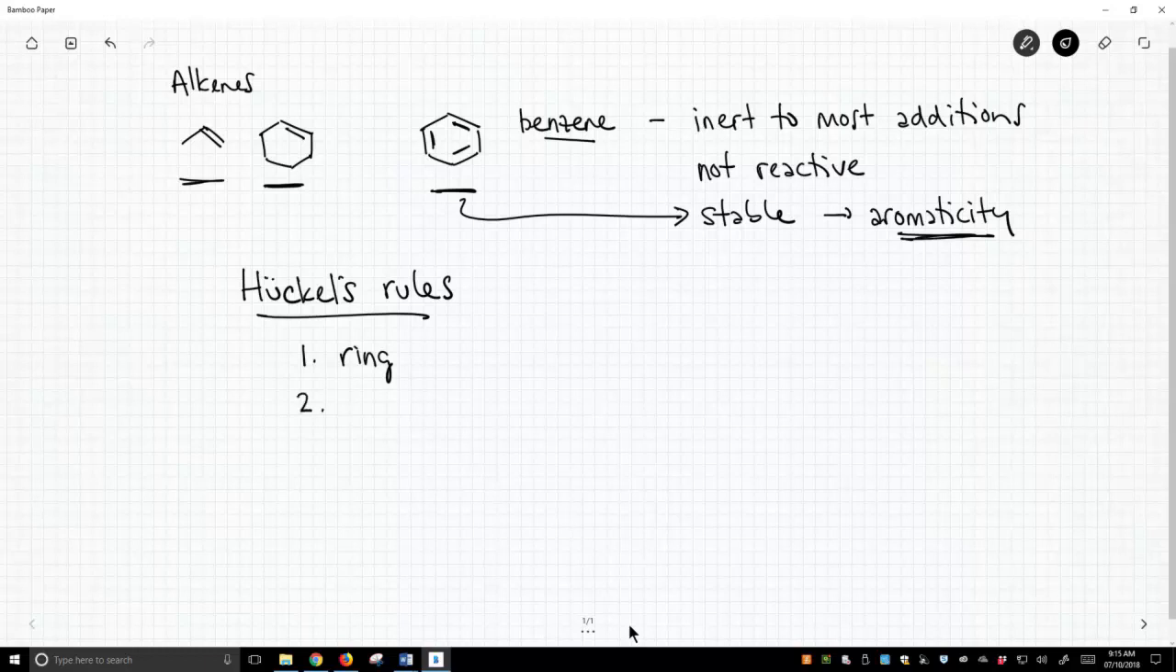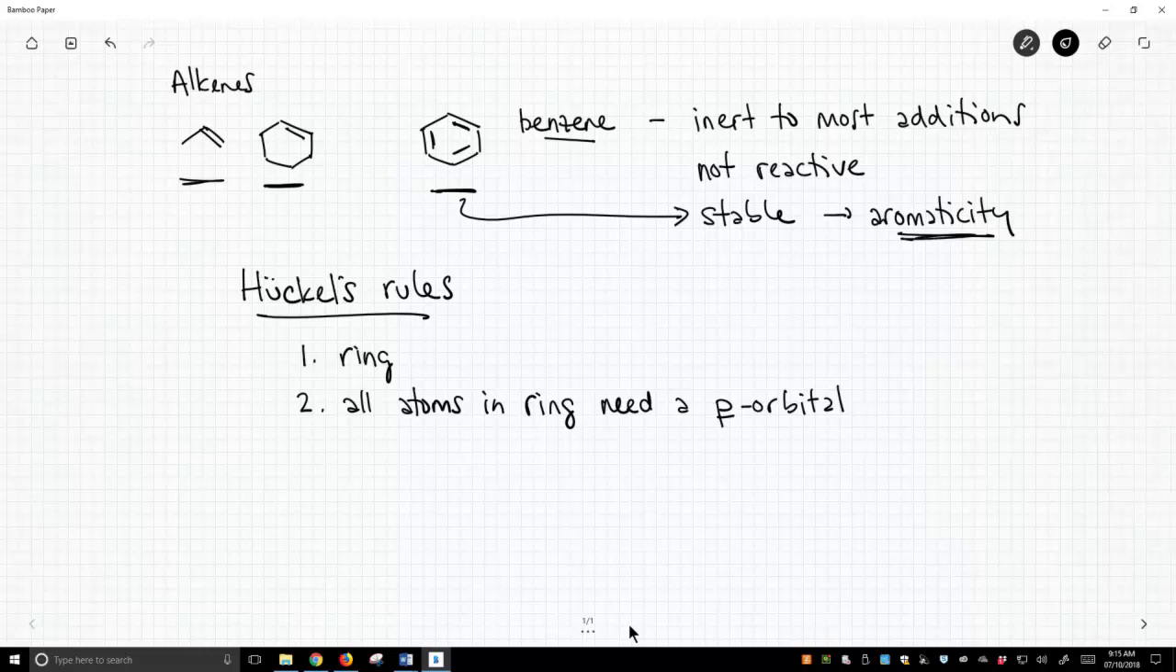2, all atoms in the ring need a p orbital. Okay, so let's think about this a little bit. This isn't part of the rule, but this logically comes out of these rules. So all these atoms are in a ring, and they need a p orbital. Which hybridizations give us p orbitals?